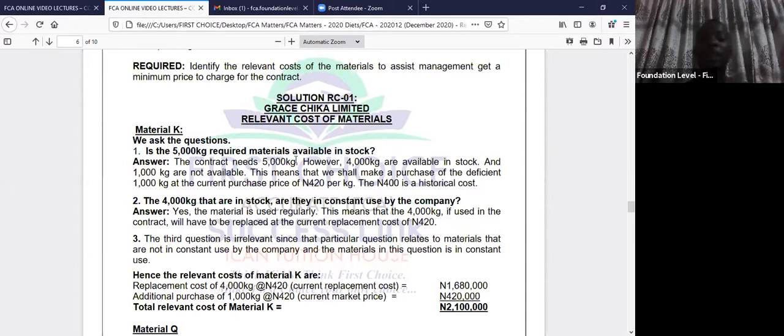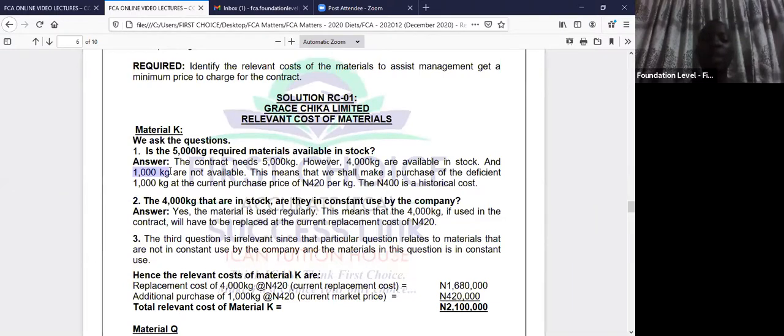The contract needs 5,000 kg. We can say yes, we have 4,000 in stock. No, we have 1,000 not in stock. So how do we deal? We have to deal with them in 2 ways. So we split it. The one who answered yes, we'll handle differently. The one who answered no, we handle differently. When we say yes, the material is available in store, 4,000, we will move to the next question to handle the 4,000. When we say no, 1,000 is not available in store.